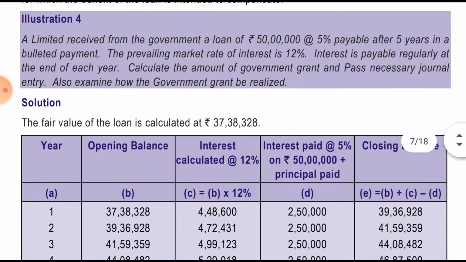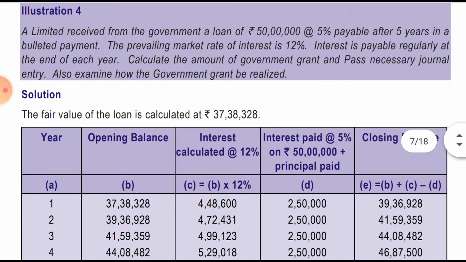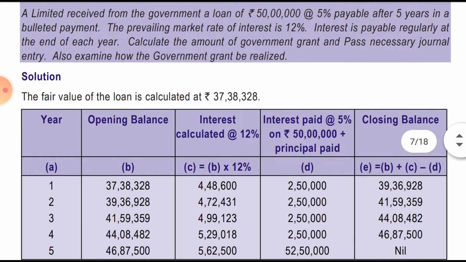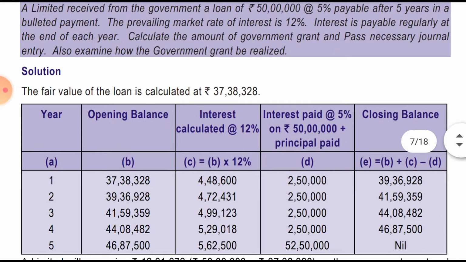Yeah, the fourth we'll do. An entity A Limited receives a grant of 50. I will explain in short, not read the entire question. The entity has received a government loan of 50 lakh rupees at a rate of 5%. The market rate is 12%. So how to calculate the government grant component? Basically, we first need to get the loan value and grant value. The current market rate is 12%, so we'll discount at 12%.